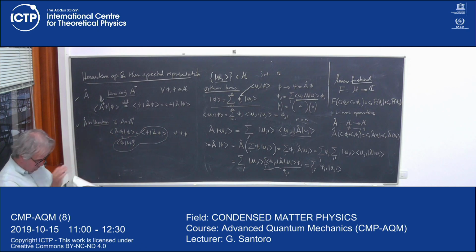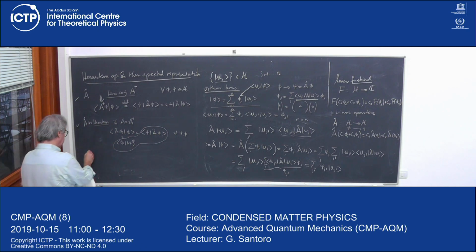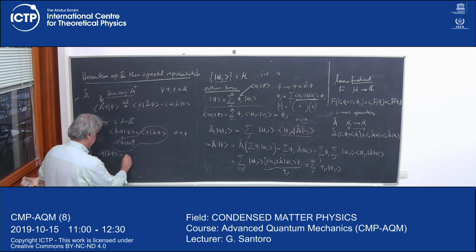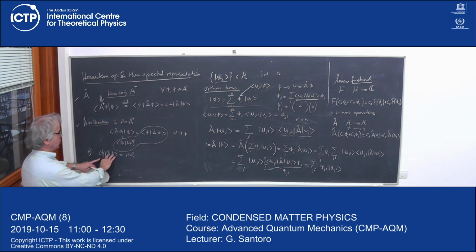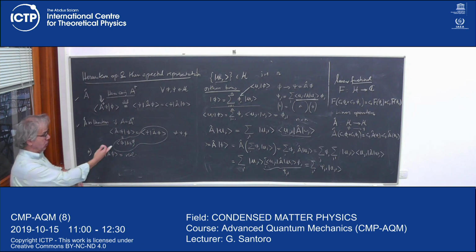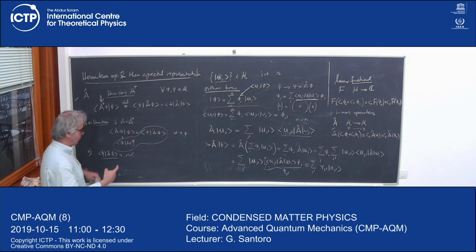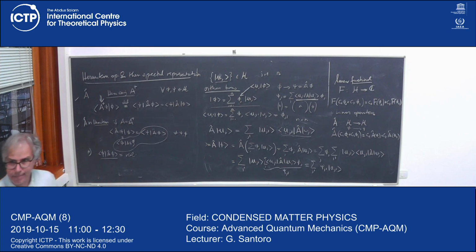Now, property A. If A is Hermitian and you sandwich it between the same vector, then that's real. That's pretty clear because, as I told you, if you exchange them, you get the star. But exchanging two things which are the same, equal to the star, means it's real. So a Hermitian operator sandwiched between the same vector is necessarily real.